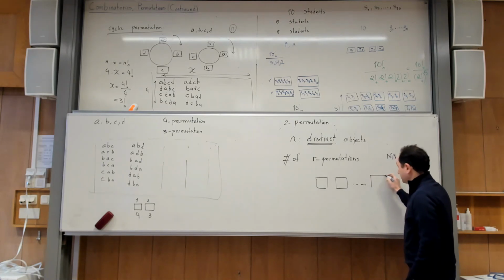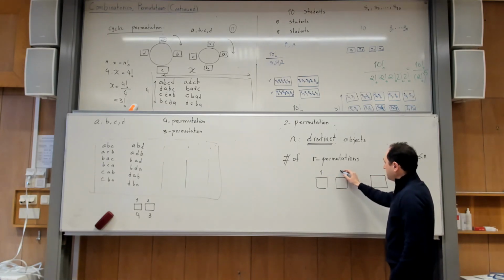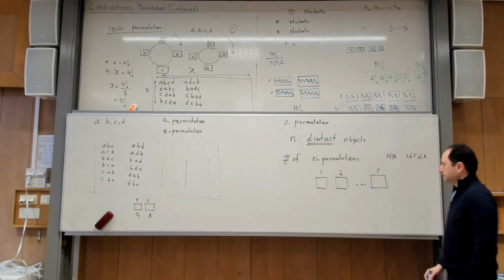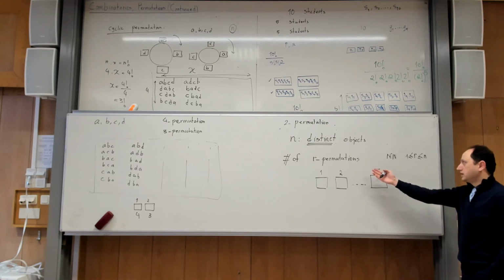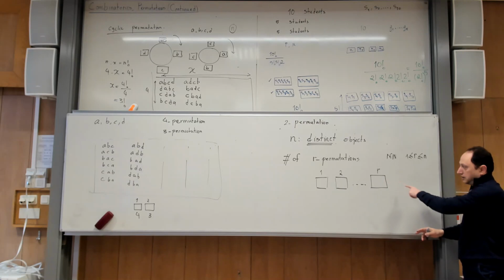R positions. So let me label them. Position number 1, position number 2, position number 3, up to position number R. Because I want to have an R permutation, I have to have R distinct positions.